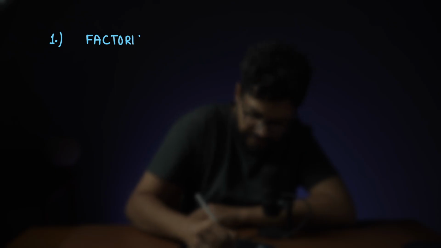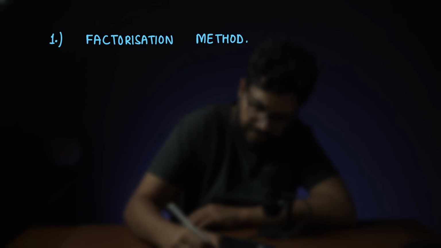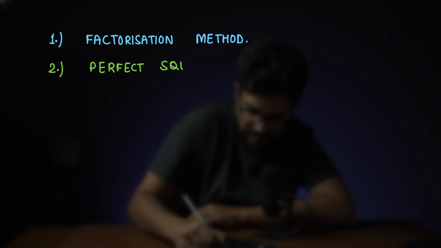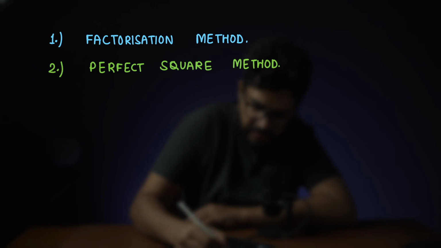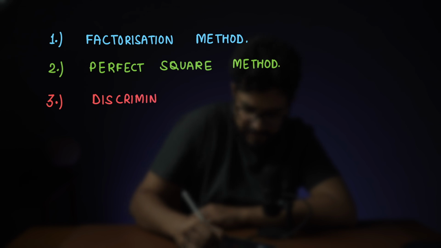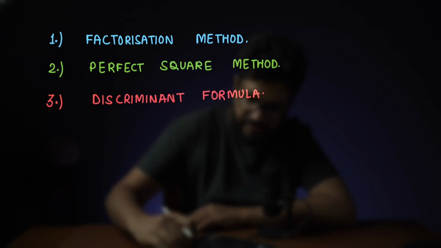The first method is called factorization method. Then we have perfect square method. Then we will learn how to use discriminant formula. So method 1 is factorization.